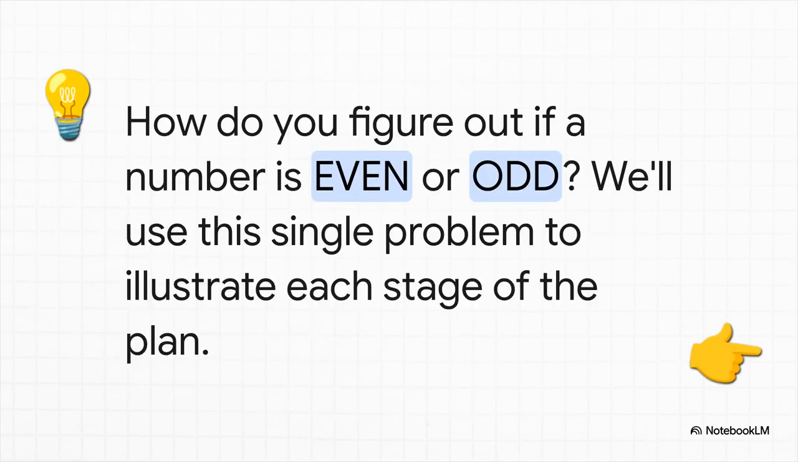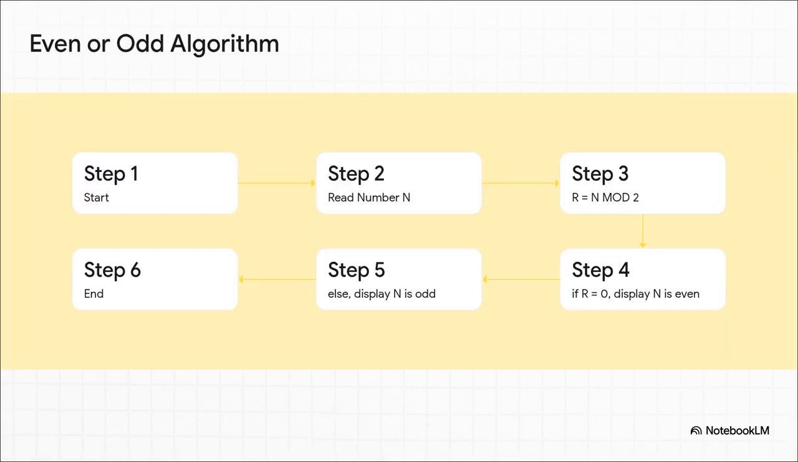To really see how these planning tools work in action, we're going to stick with one super simple problem from start to finish. How do you figure out if a number is even or odd? It's the perfect, bite-sized example to show off each stage of the plan. And check it out, here's the algorithm for our problem. See how straightforward it is?